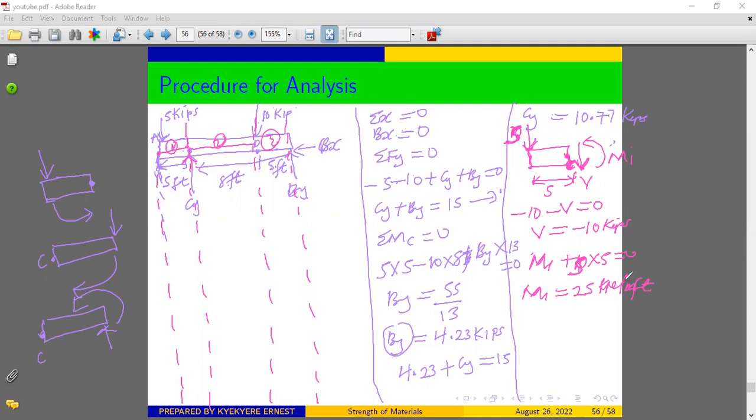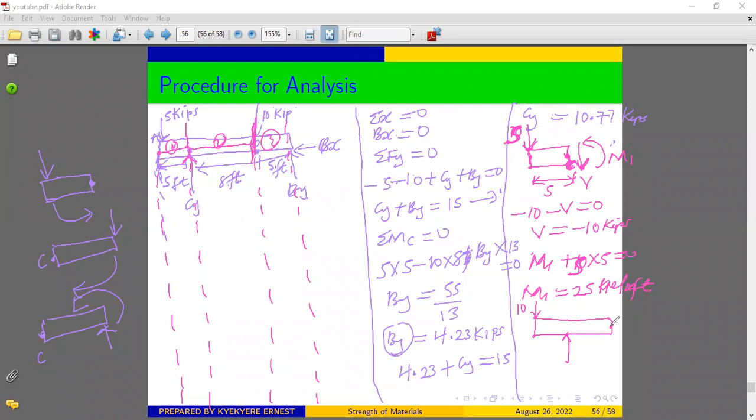We go to section two. We draw our free body diagram. So for section two, we have a force of 10 at this side. Then we have another force CY. So section two ends at D. So we are going to take our structure up to point D. So this is point D. But the force there is not part.